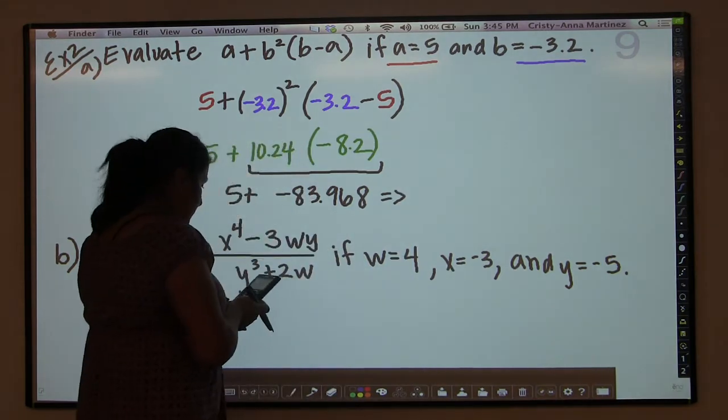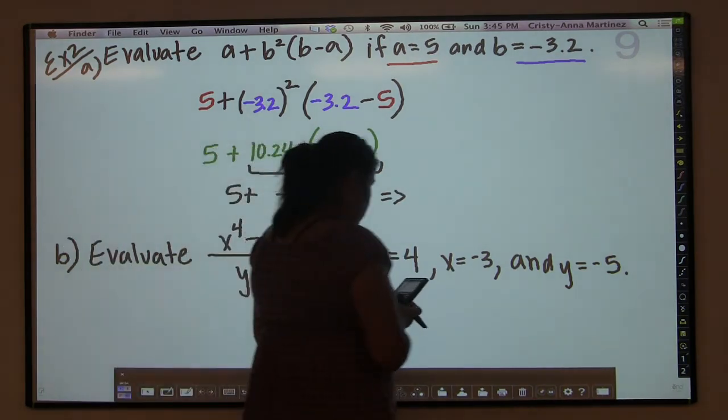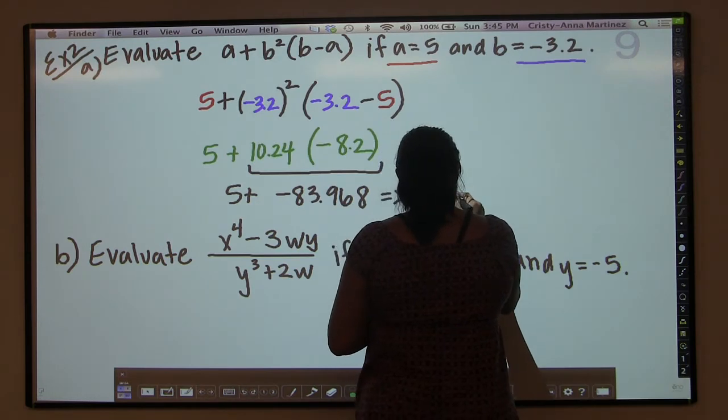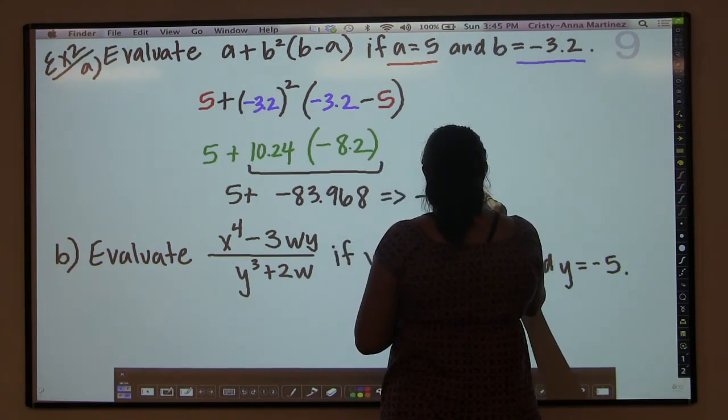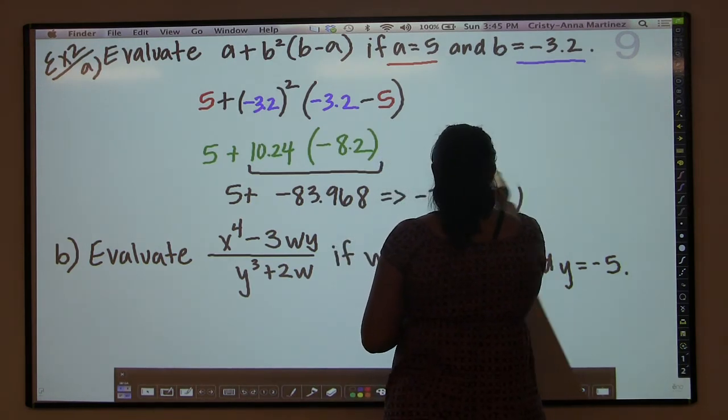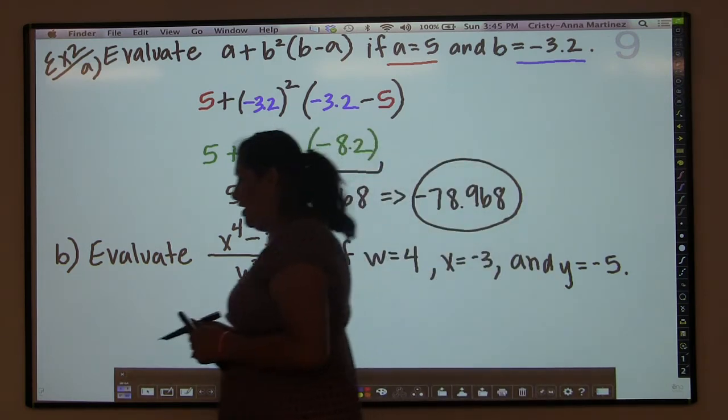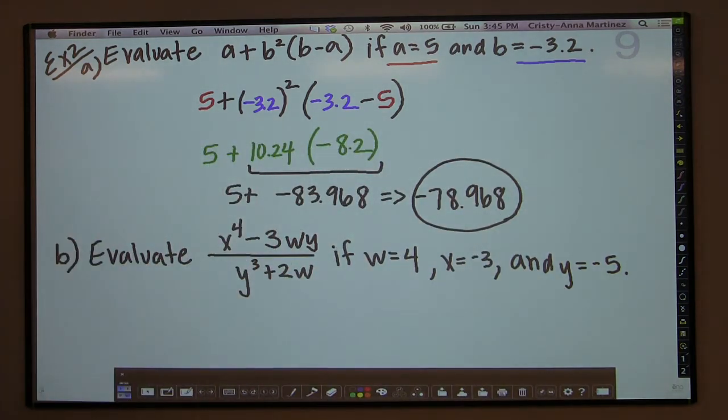And it's going to be negative 78.968. I'm not really sure how many decimal places they want us to go to, but they put all three, so we're just going to leave it like that.